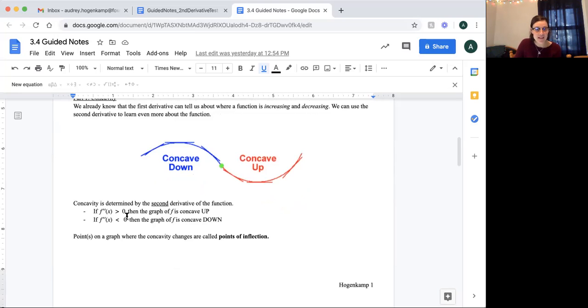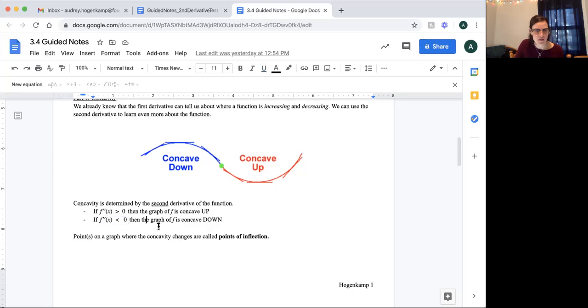And so concavity is determined by the second derivative of the function. If the second derivative is greater than 0, in other words, if the second derivative is positive, then the graph of f, the initial function, is concave up. If f double prime of x is less than 0, in other words, negative, then the graph of f is concave down. Did I say positive or negative? f double prime of x greater than 0 is positive. f double prime of x less than 0 is negative.